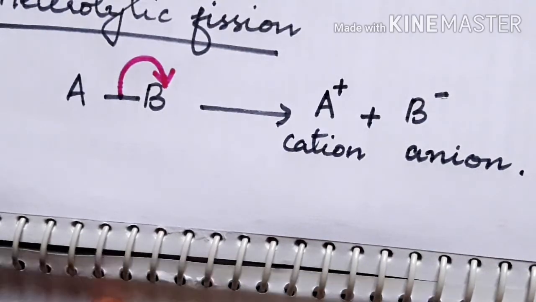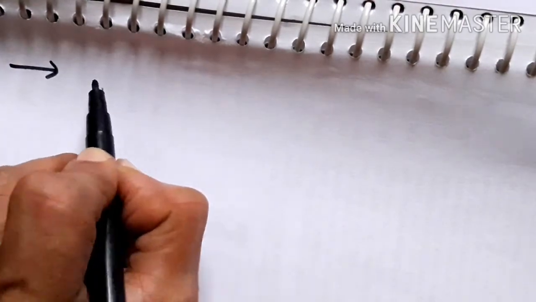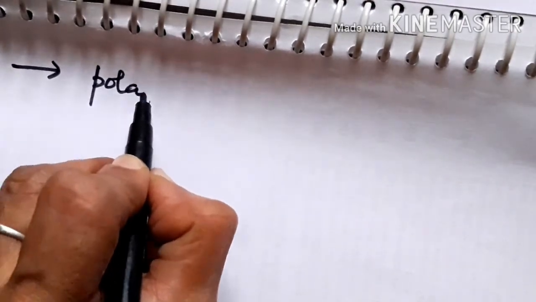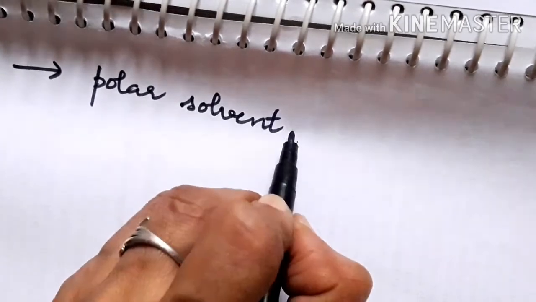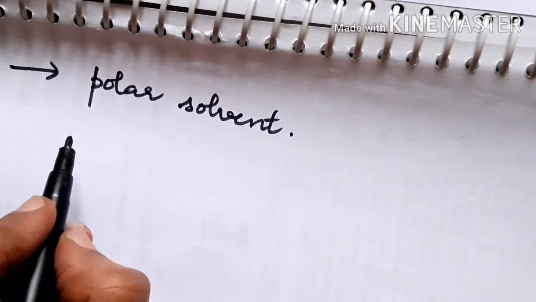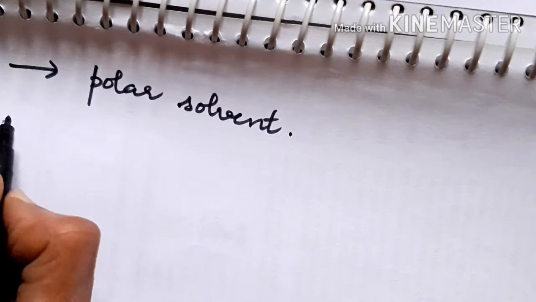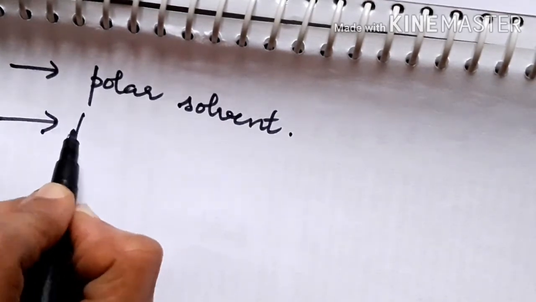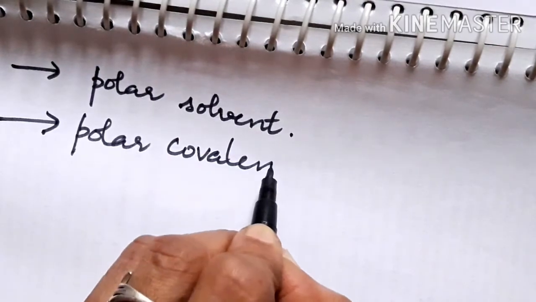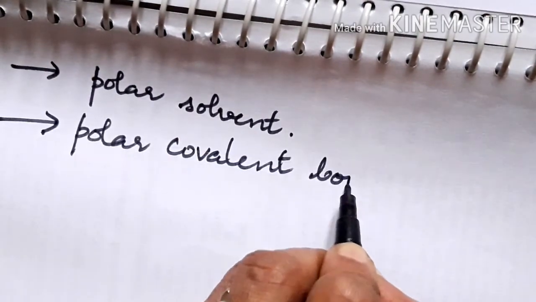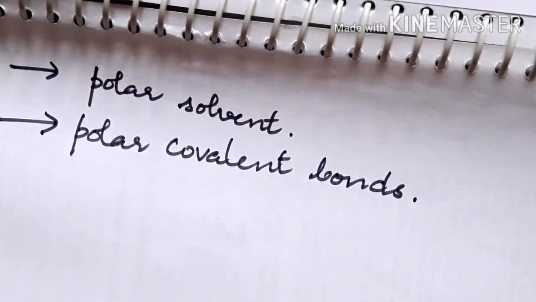It usually occurs in the presence of polar solvents. And it usually occurs in polar covalent bonds. What do you understand by polar covalent bonds? When charge separation is there.